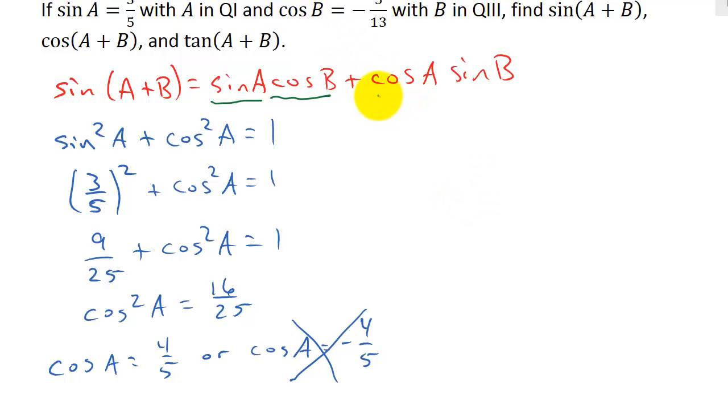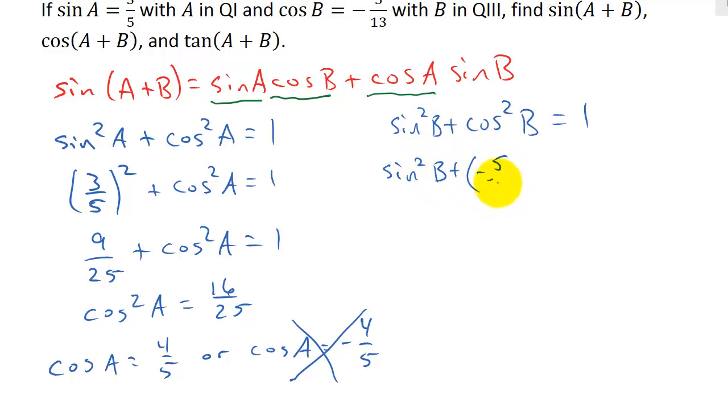Now I have cosine A. Now I need to figure out what sine B is, and I'm going to do it the same way. I have sine squared B plus cosine squared B is equal to 1. I know what cosine B is, so I can plug that in. That gives me sine squared B plus negative 5 over 13 squared equals 1. I just plug the negative 5 over 13 in for cosine, and then it's squared.